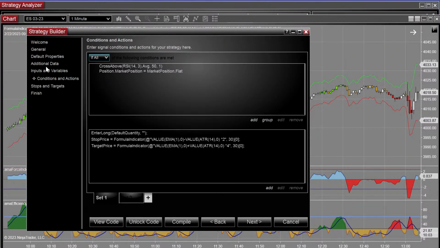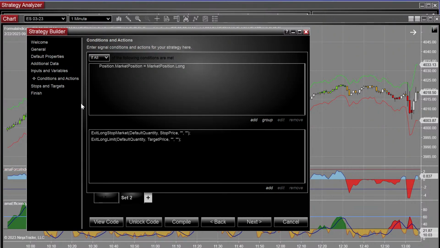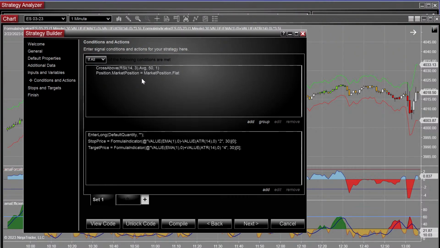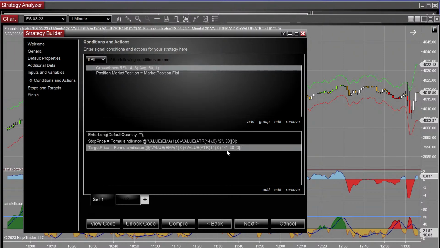And then in the builder, we set the stop and targets variables to those ATR bands at the time of entry. So here we have to make sure that we're flat so that those variables don't change. So RSI crosses above 50 when we're flat, and it sets stop price to 2 times the ATR, and then the target price to 4 times the ATR. So every strategy is going to have a set risk to reward, basically.